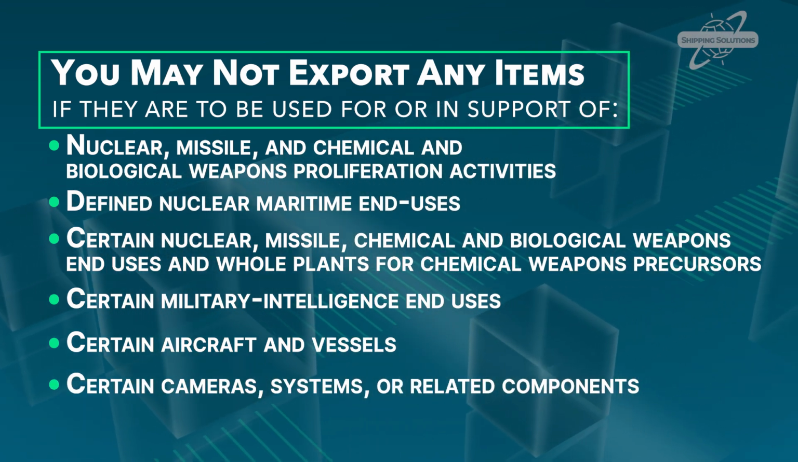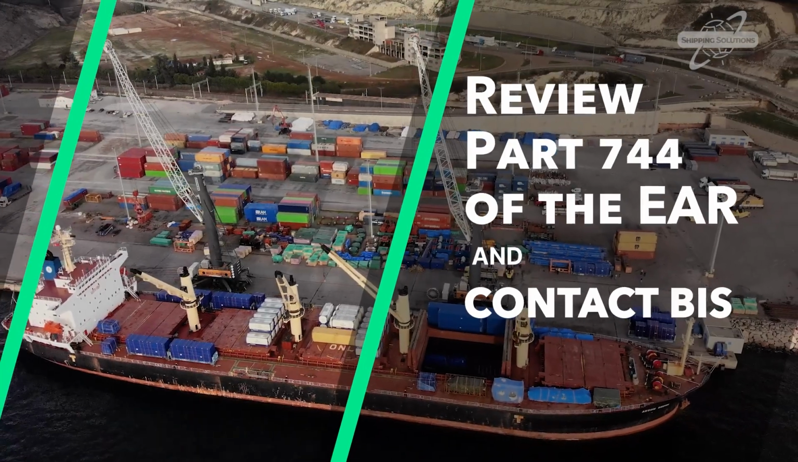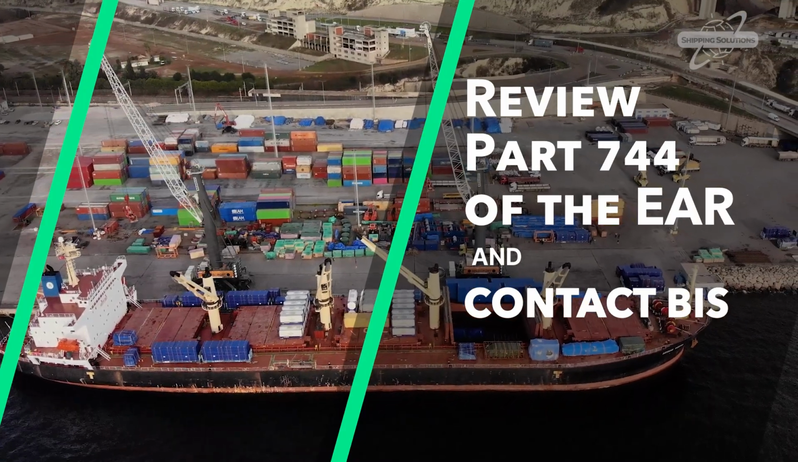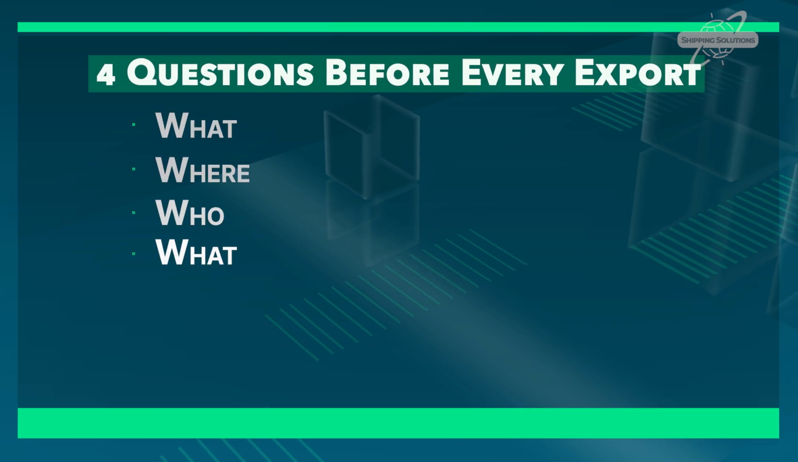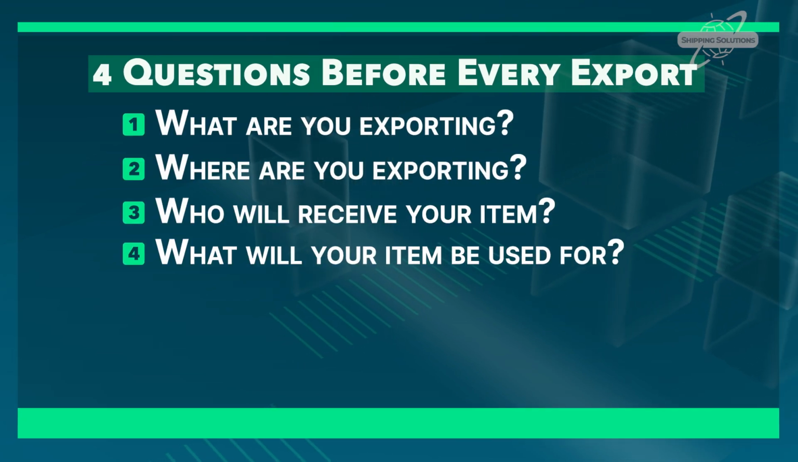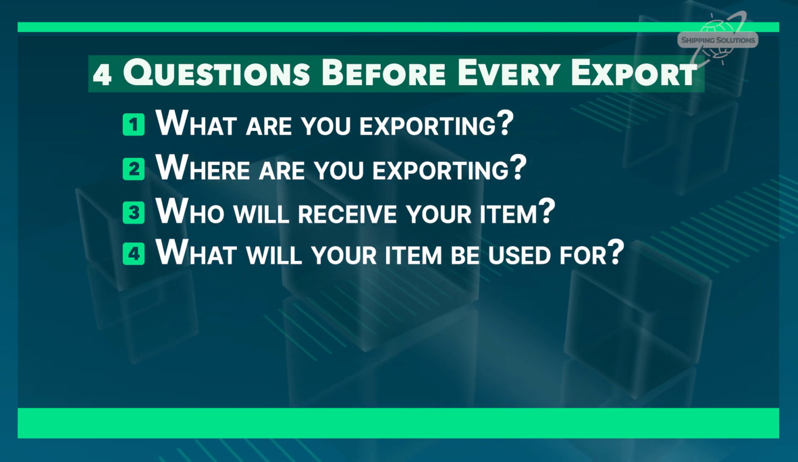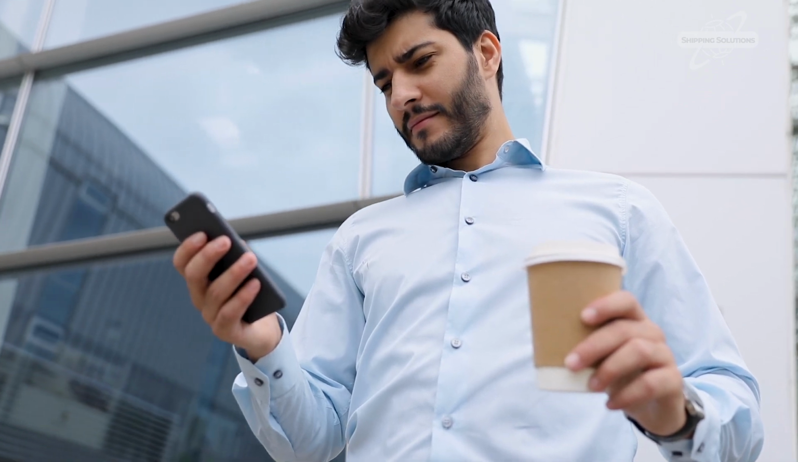If you have questions about what types of end uses require a license, you should review Part 744 of the Export Administration Regulations and contact BIS if you have any questions. After you answer these 4 questions, you should have a good idea whether you need to apply for an export license or whether you are free to export. If you still have doubts, reach out to BIS for assistance.